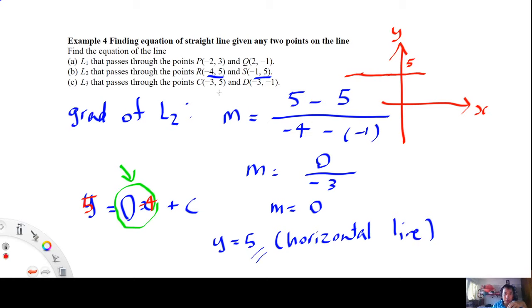Okay, so for the last one, if you realize that this would be a vertical line, and you try to calculate the gradient for C, you'll find that it is undefined. So if your gradient is undefined, remember that it's a vertical line. Vertical lines are always x equals to something, right? In this case, you can find that the points are minus 3, 5, and minus 3, minus 1. So if you just do a sketch, this is actually the answer for C. So C is a bit unusual.